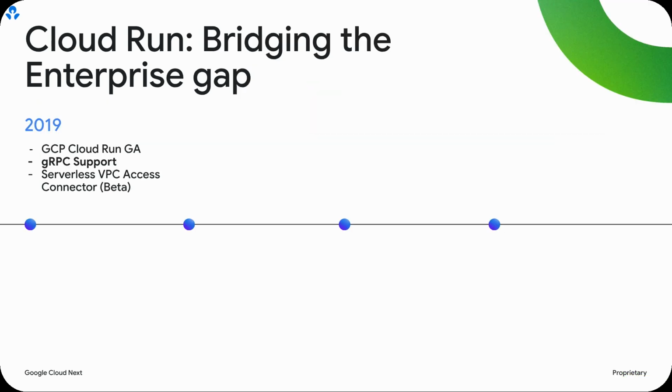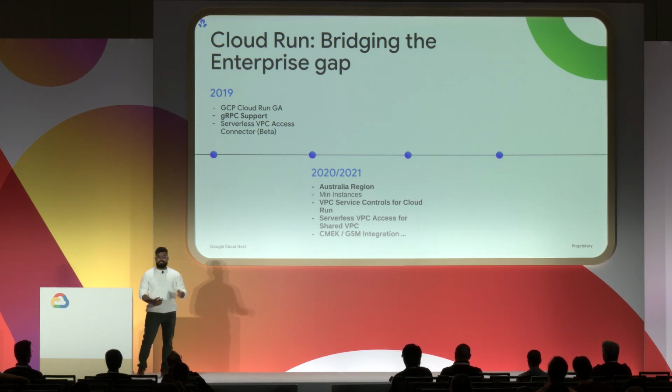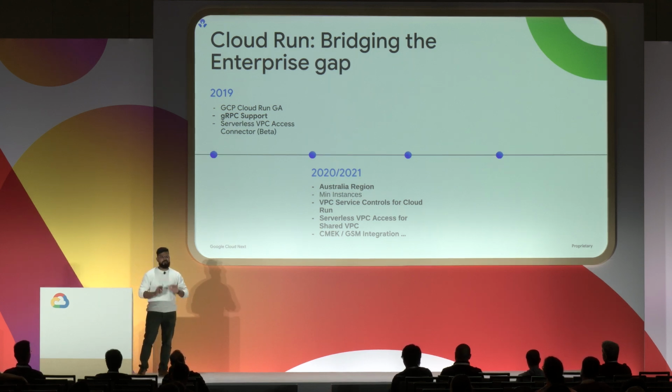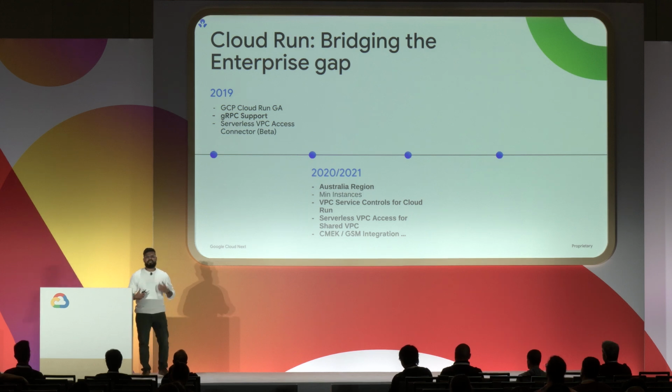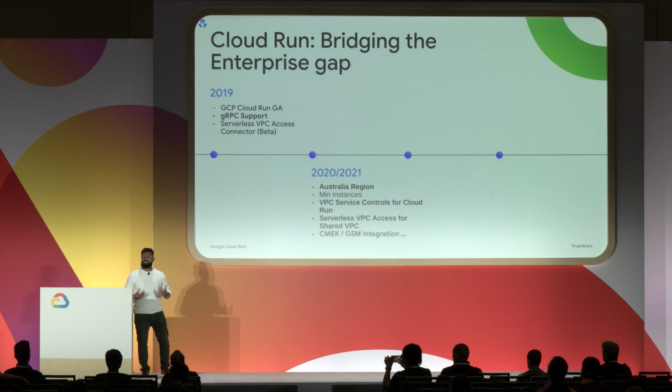Now, 2019 was when Cloud Run initially released, and we were happy to see that it supported gRPC because we had a lot of gRPC applications, but it wasn't quite enterprise ready. 2020 to 2021 was a big year for networking and security. The addition of the Australia region, VPC Access Connector, VPC service controls for Cloud Run, and CMEK were all instrumental in ensuring that our data exfiltration, data residency, and data encryption needs were met.